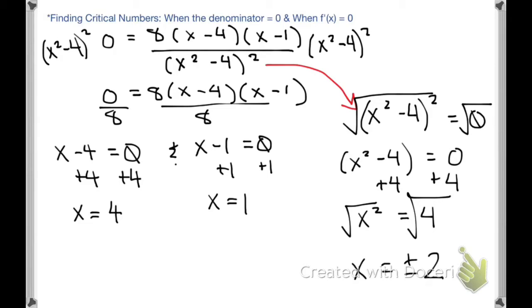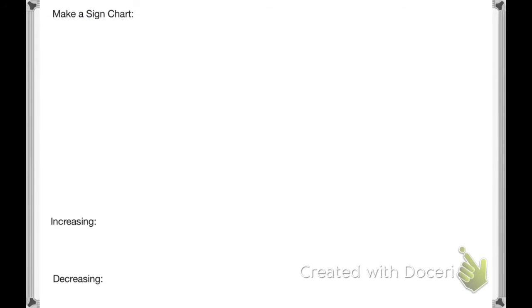Now we're going to use those numbers and make a sign chart to find the intervals of increase and decrease in our graph. So what we're going to do is draw a line, and we're going to place the numbers -2, 1, 2, and 4 onto this line.